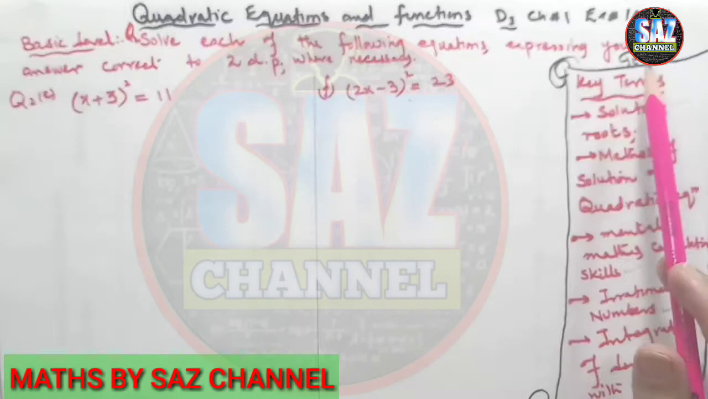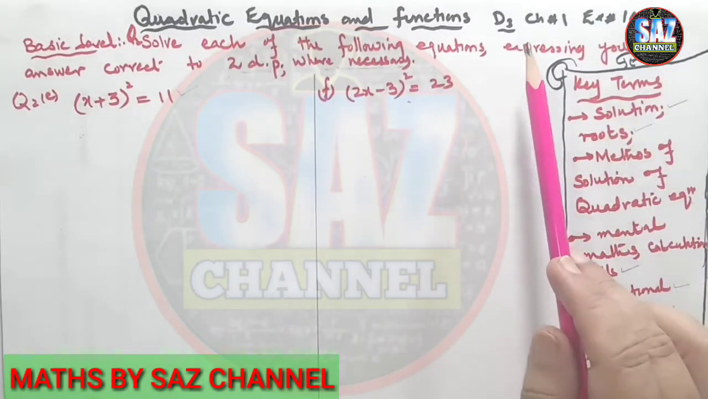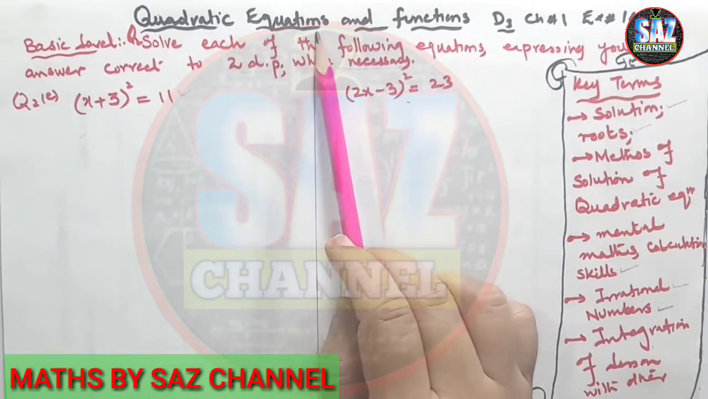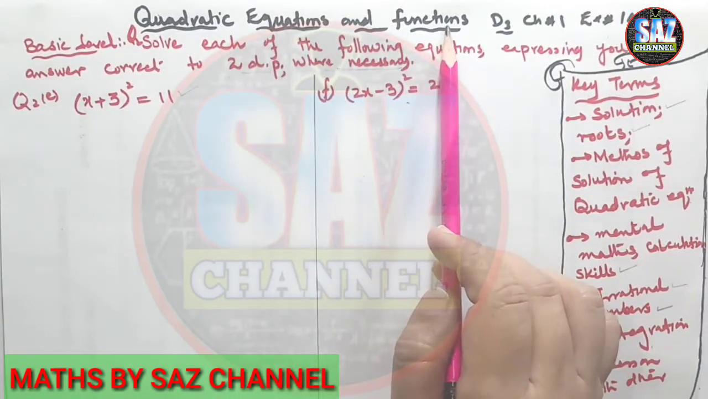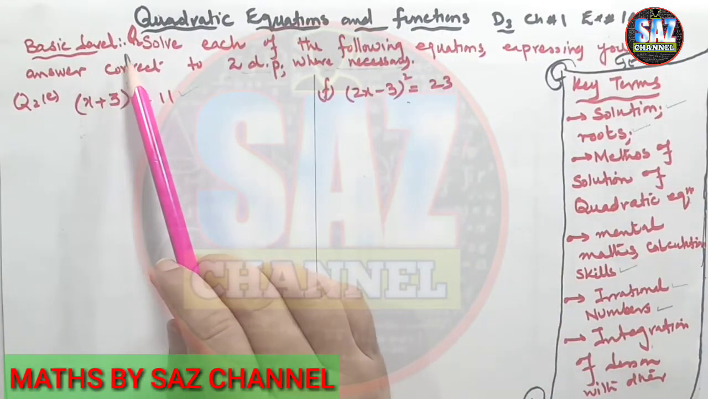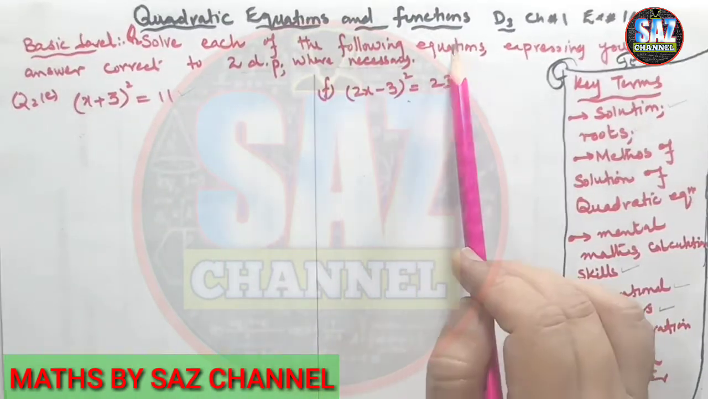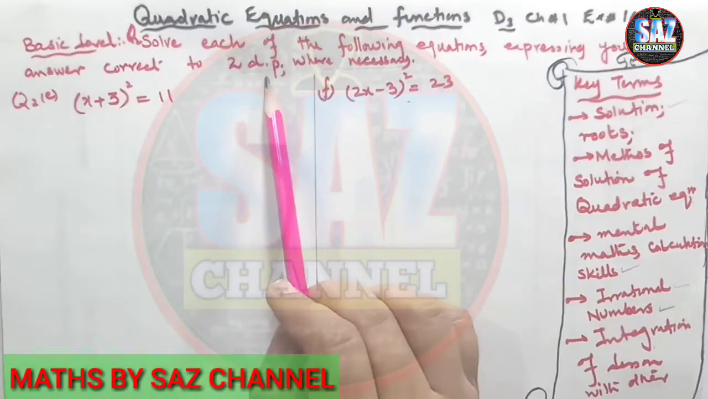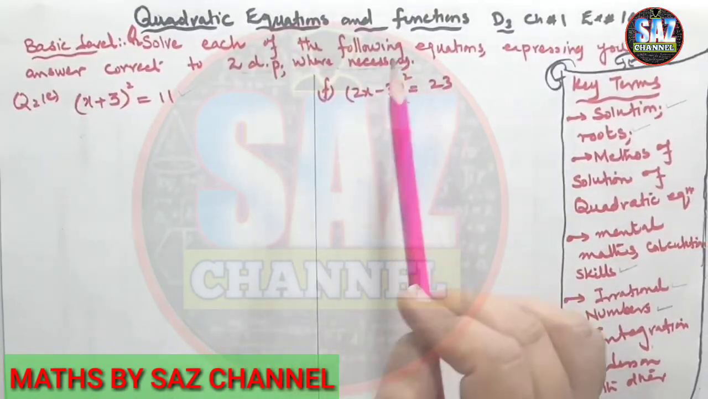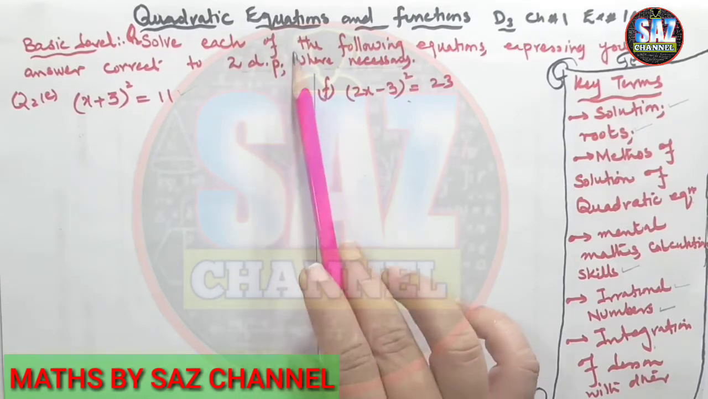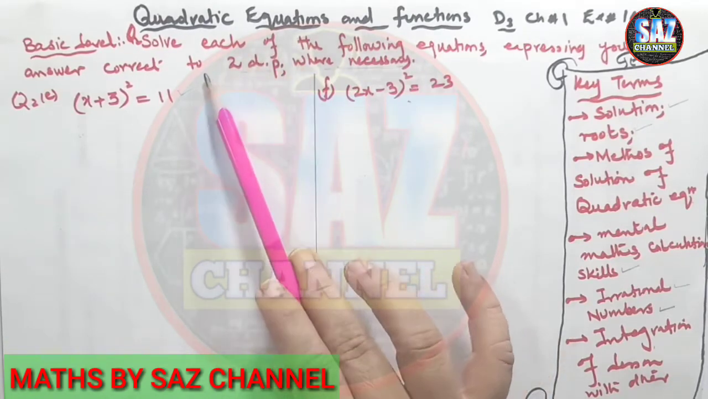This is my 7th lesson of D3 chapter number 1 exercise 1A, about quadratic equations and functions. In this lesson I will solve basic level question number 2 that says: solve each of the following equations, expressing your answer correct to 2 decimal places where necessary. Here I will tell you why this information is written, that you give your answer correct to 2 decimal places.